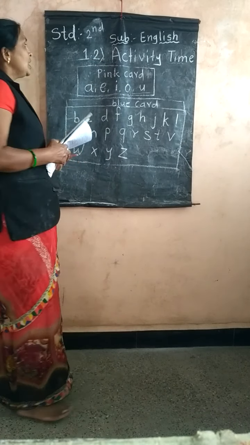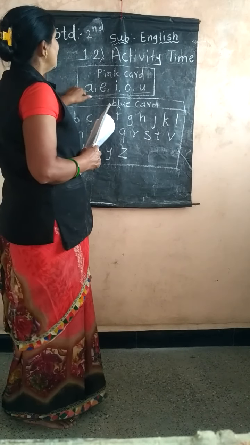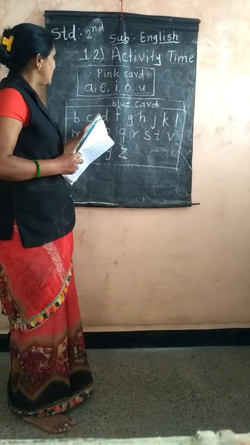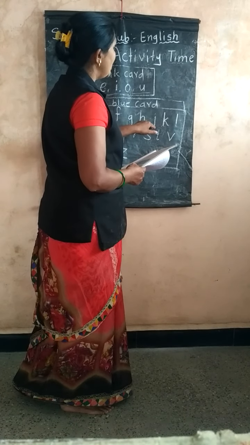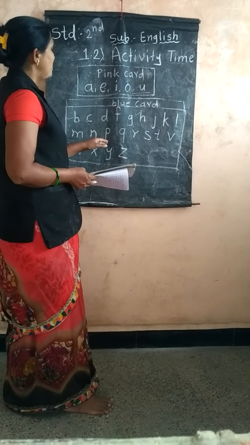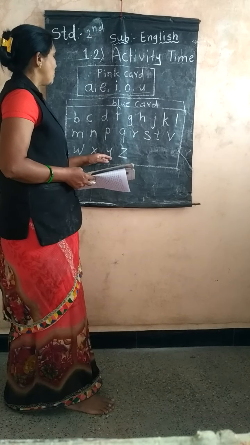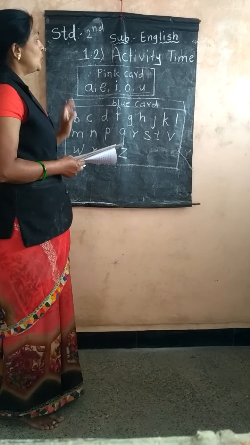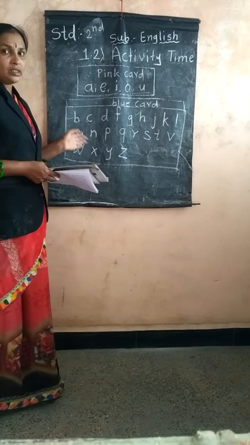Now here are two charts. See here, a pink card and a blue card. In this pink card there are five letters: A, E, I, O, U. And in this blue card there are these letters: B, C, D, F, G, H, J, K, L, M, N, P, Q, R, S, T, V, W, X, Y, Z. The five letters A, E, I, O, U in the pink card are the vowels, and the letters in the blue card are the consonants.